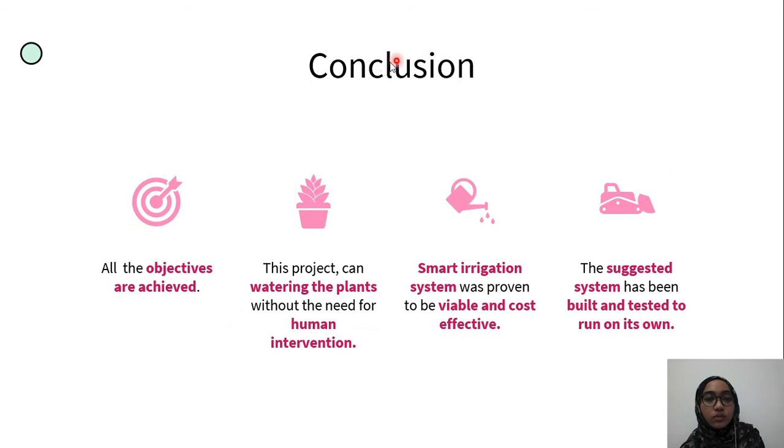In the conclusion, all the objectives are achieved. This project can water the plants without the need for human intervention. The smart irrigation system was proven to be viable and cost-effective. The suggested system has been built and tested to run on its own.